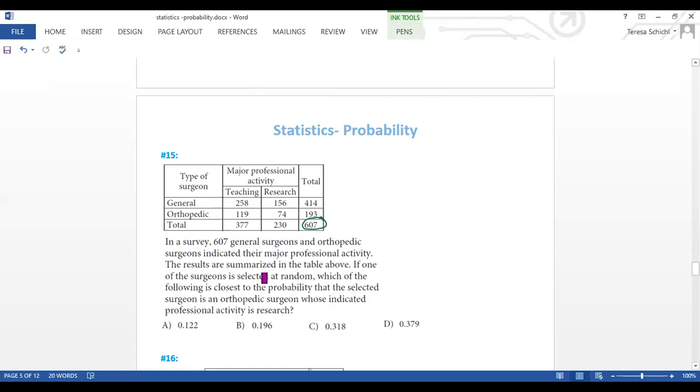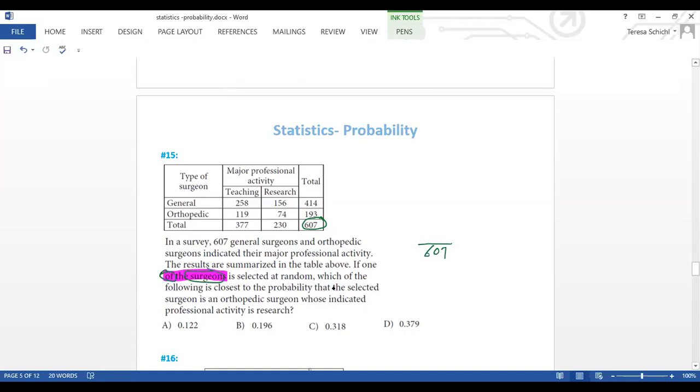Okay, so let's say here, if one of the surgeons is selected at random, which of the following is closest to the probability that the selected surgeon is an orthopedic surgeon whose indicated professional activity is research? If one of the surgeons here is selected, that means my denominator is all the surgeons here. So one of the surgeons, right? Here is the keyword: of.